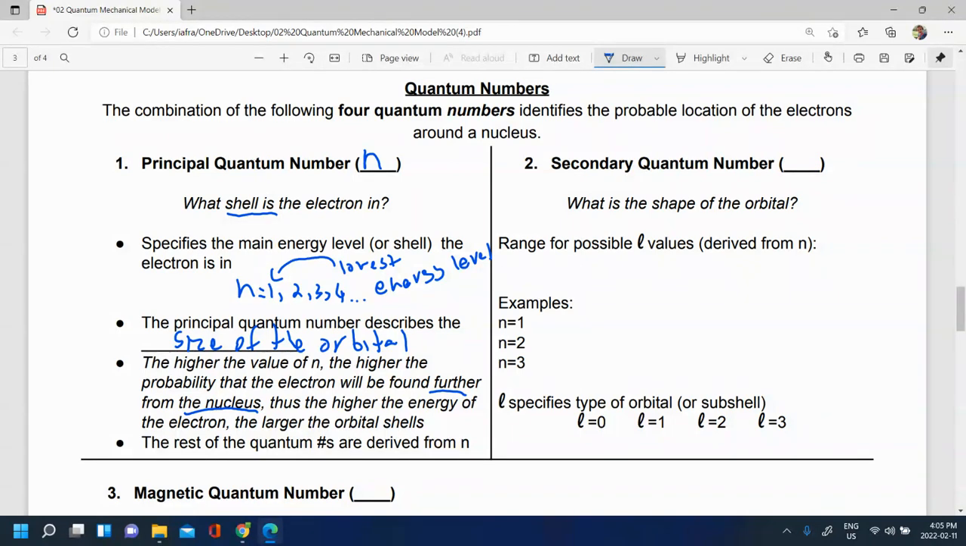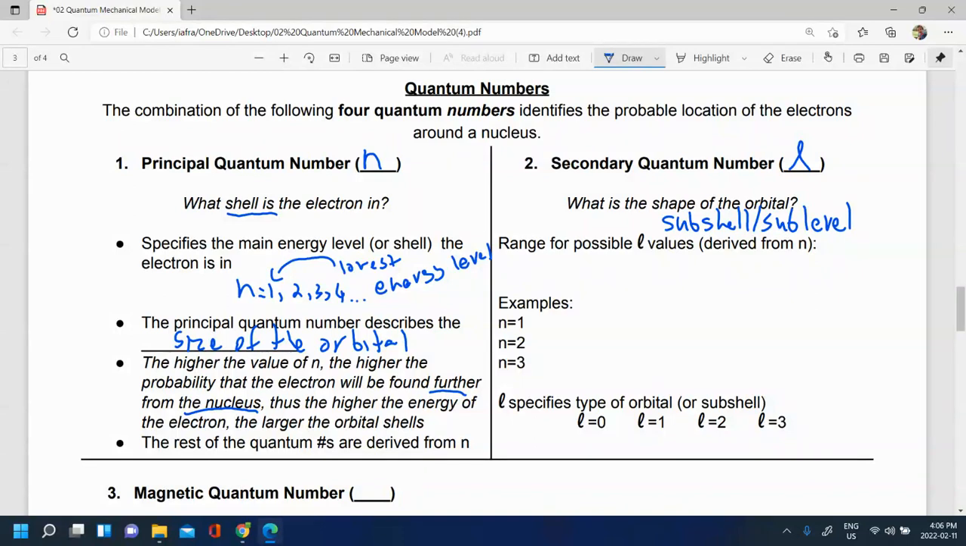So the next quantum number that gives us more detail as to where the electron is called the secondary quantum number. We represent it with the letter l. And what that does is it tells you the shape of the orbital that you're in. In other words, it tells you the sublevel or the subshell. It basically tells you if you're in an S, P, D, or F sublevel. How do we figure this out? How do we know this? Let's do a few examples and let's see what the possible values of l are.